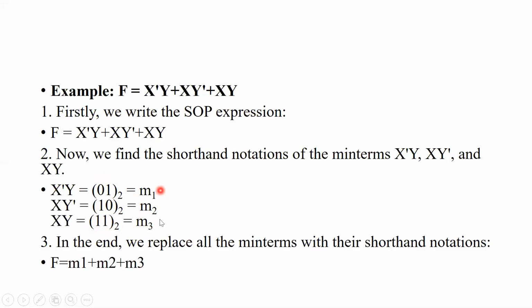So I find out the shorthand notation of all the 3 min terms. And then this function f, instead of this whole expression, I write it as m1 plus m2 plus m3. These are all subscripts: 1, 2, 3 are subscripts, and m is a small letter. It is written below, as a subscript.